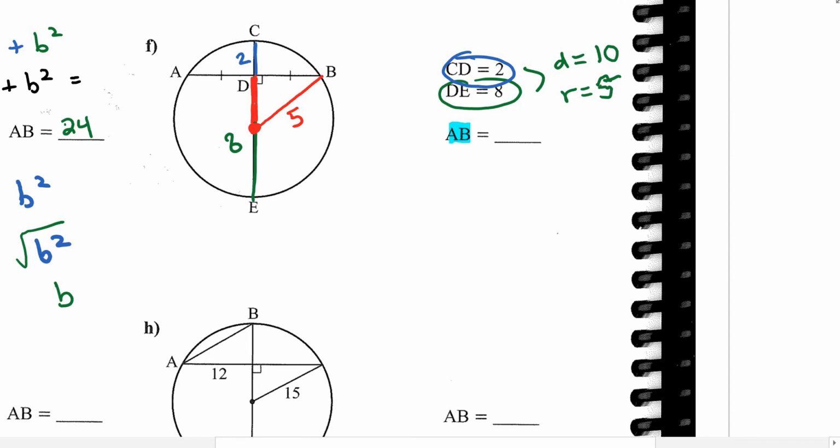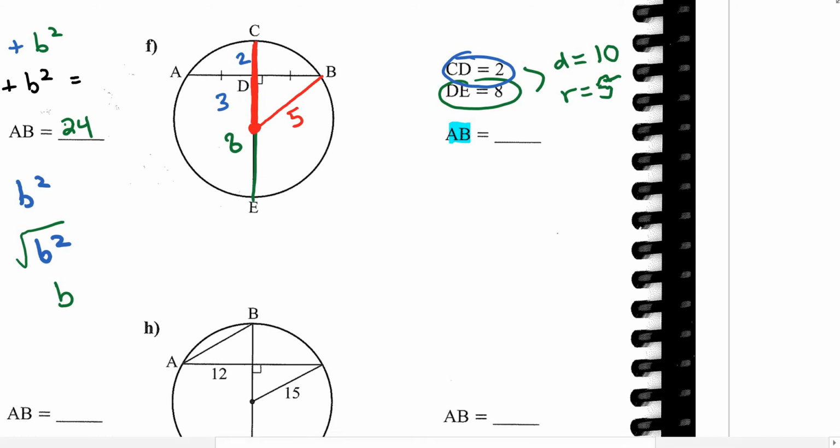Okay, so I know the radius is going to be 5. So if you think about this, this whole red distance right here, this whole thing is 5 as well because that's the radius. But then you have this region right here, which is 2. So this region here has to be 3 because 2 plus 3 gives you 5.